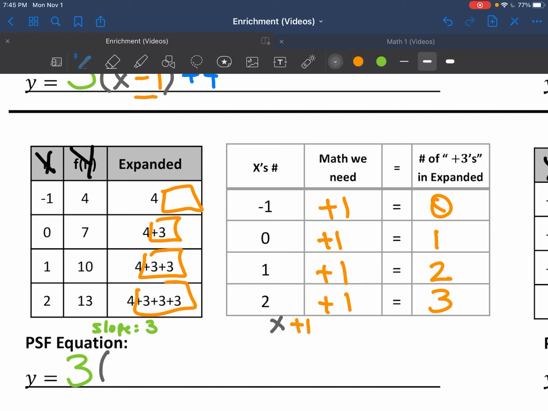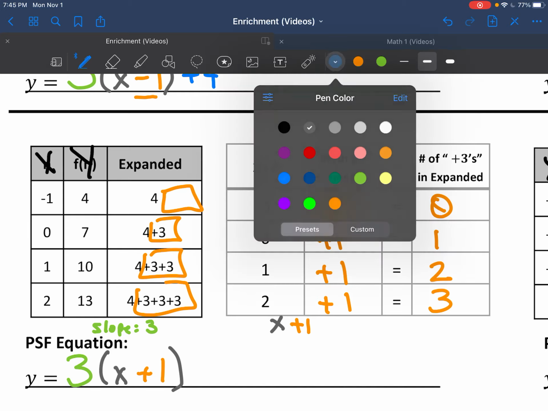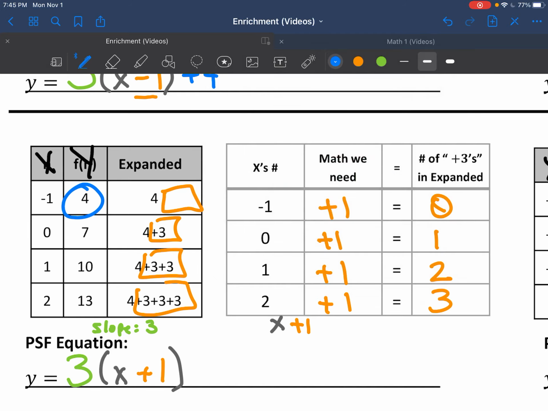So in my equation, we have x plus 1 inside the parentheses. Our slope was a 3, and remember, your slope is always in front of your x, but this time we have to put a parentheses around our x because it's got a partner. And then our first y value is a 4, a positive 4, so we write it as positive 4.